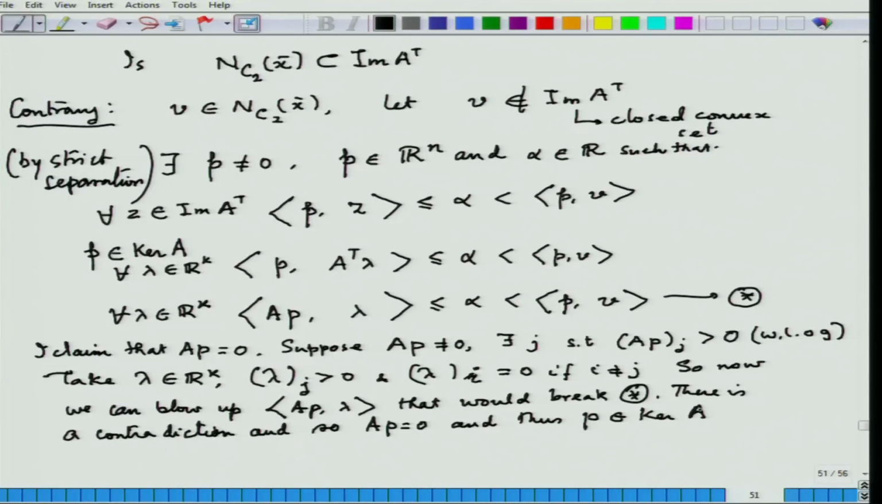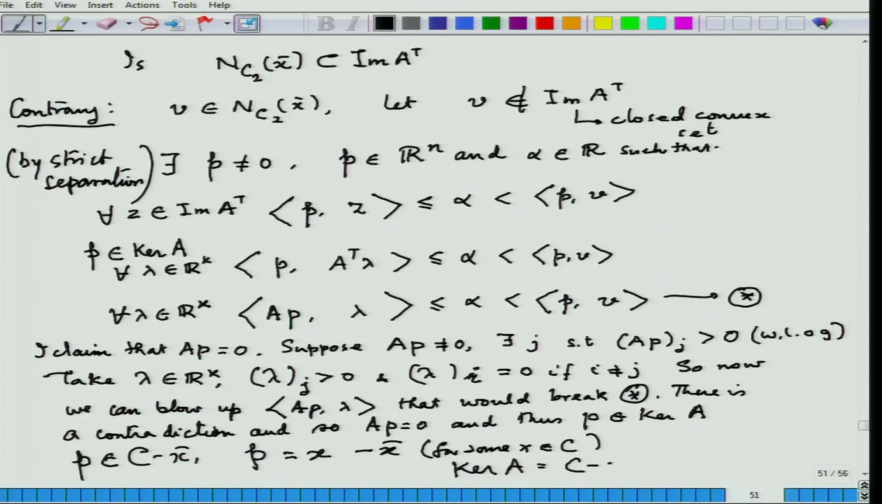Now, I give you homework to prove that P is actually an element of C minus x bar, that is, P can be expressed as some x minus x bar for some x in C. In fact, you can show that kernel of A is C minus x bar, and this is independent of the x bar. This is an easy exercise, so just do it as homework.